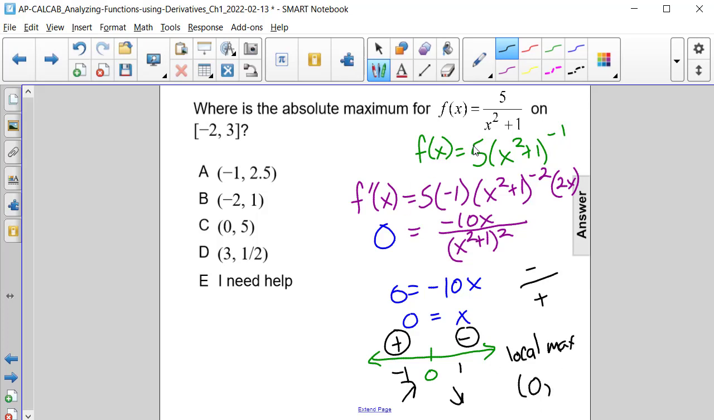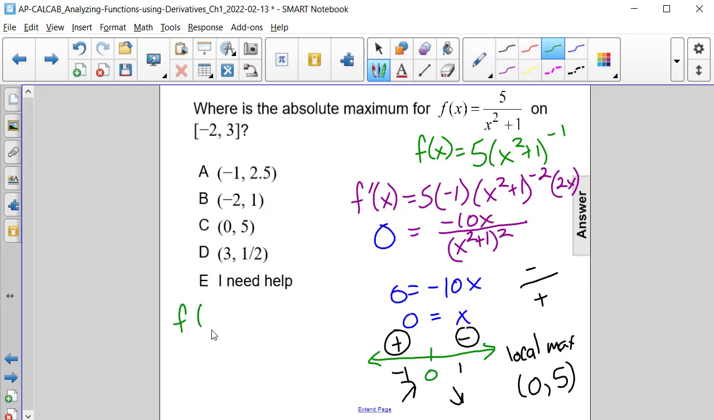at 0, and then if we substitute 0 into our original function, we'll have 0 plus 1 is 1 in the denominator. 5 divided by 1 is 5. So we have a local max at 0, 5. Now let's test our endpoints to see if they give us any other function values.